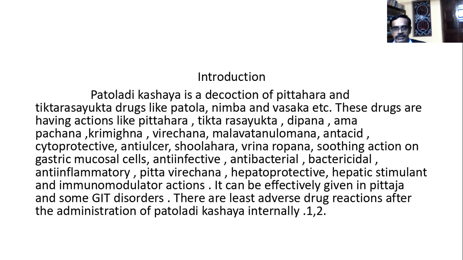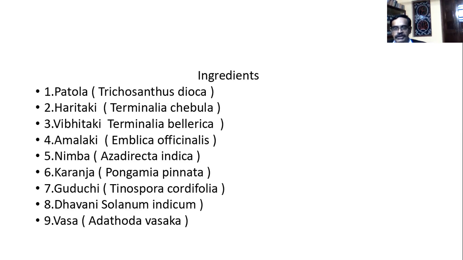It can be effectively given in Pittaja and some gastrointestinal tract disorders. It has the least adverse drug reactions after internal administration. So the ingredients of Patoladi Kashaya are Patola, Trichosanthes dioica, Haritaki, Terminalia chebula, Vibhitaki, Terminalia bellerica, Amalaki, Emblica officinalis, Nimba, Azadirachta indica, Karanja, Pongamia pinnata, Guduchi, Tinospora cordifolia, Dhavani, Solanum indicum, and Vasa, that is Adhatoda vasica.